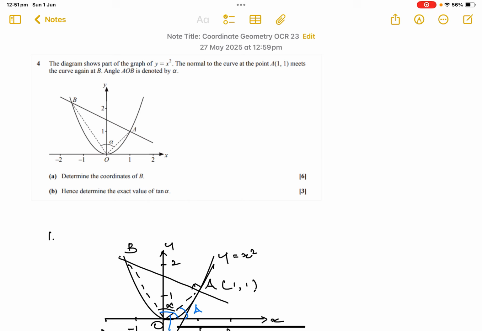Another past question on coordinate geometry from an Oxford and Cambridge past paper. The diagram shows a part of the graph of y equals x squared. The normal to the curve at the point A, with coordinates (1, 1), meets the curve again at B. Angle AOB is denoted by alpha. Determine the coordinates of B, hence determine the exact value of tan alpha.